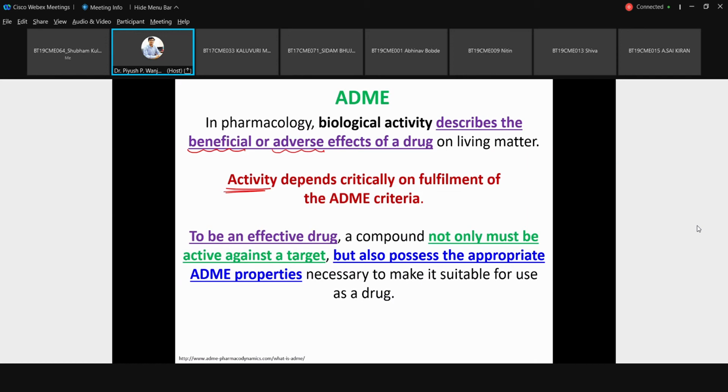Okay, and for a drug to be effective, it should not be only active against the target, but they say it should also possess the appropriate ADME properties. It means it should not be just binding to the particular receptor cavity, but along with that it should also have these proper ADME properties.